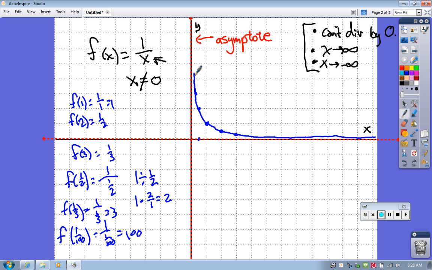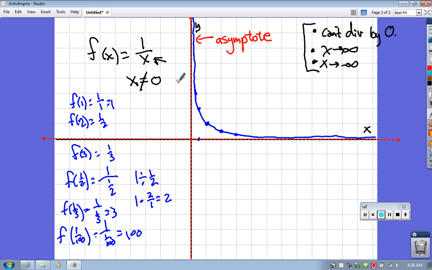It never actually gets straight up and down, but it gets closer and closer and closer to that as x gets smaller. That's what an asymptote is. An asymptote is a line that a function will tend towards as you get to these extreme values. As x goes to infinity, this function goes to 0. That makes this an asymptote.